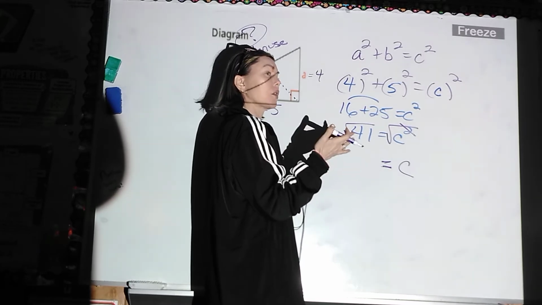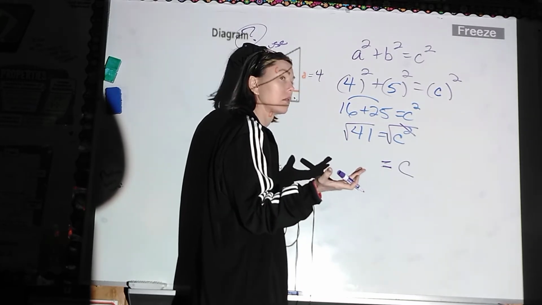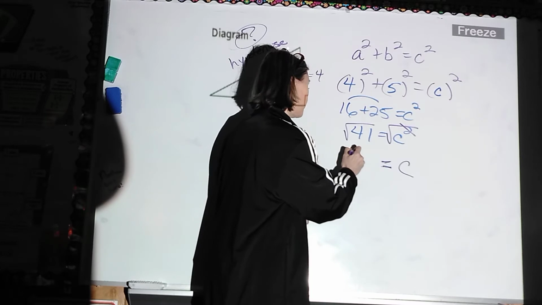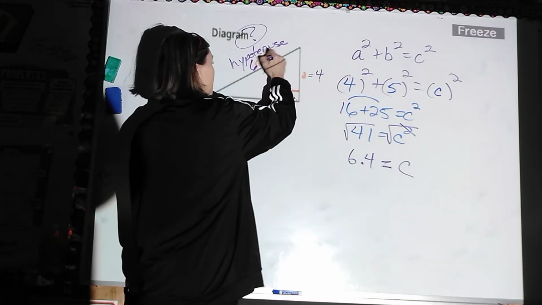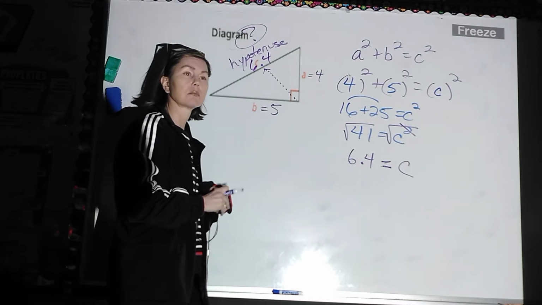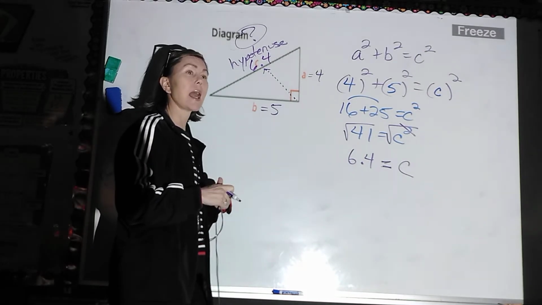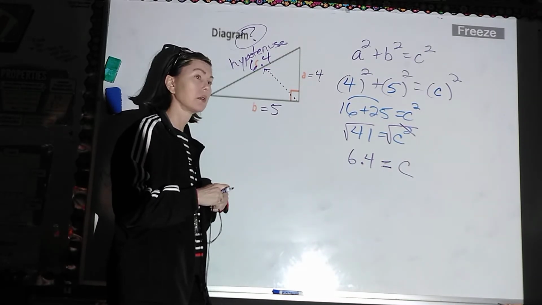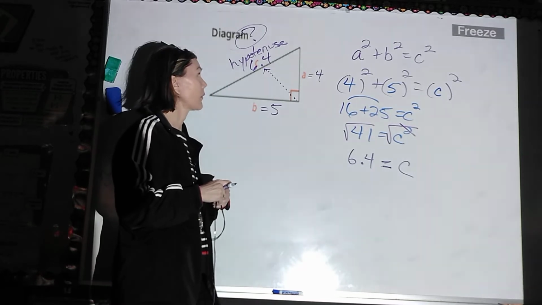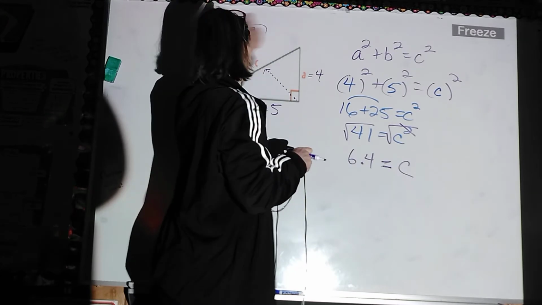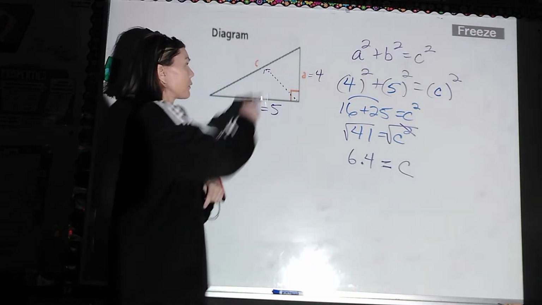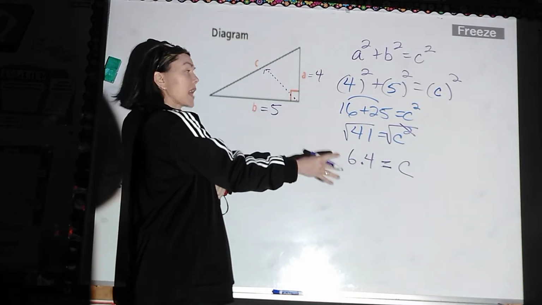What is the square root of 41? 6.4. There you go. And guess what? The hypotenuse is 6.4 and you're done. Now, that's part one. When they want you to solve for C, that's how you do it.